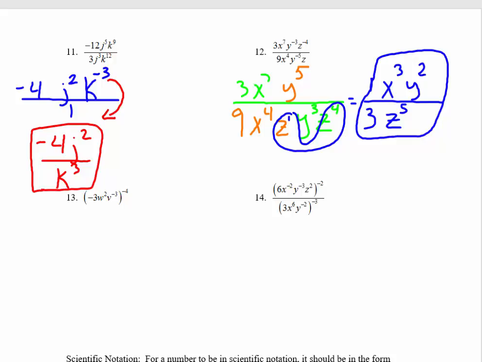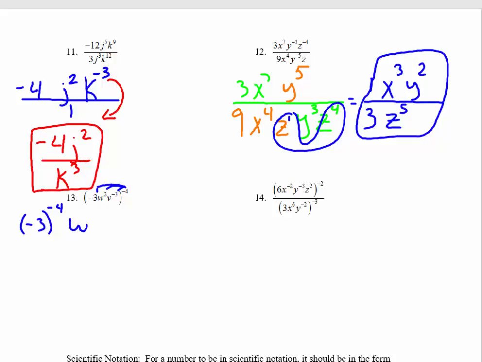So now we get into where there's a power on the outside. So on number 13, we have parentheses negative 3 w squared v to the negative 3rd all raised to the negative 4th power. Remember, if there's not a power shown, it has a power 1. So negative 3 does have a power 1. We will take that power on the outside and we'll distribute it to every power on the inside. Keep the negative 3 in parentheses because that negative was also being raised to the negative 4th power.